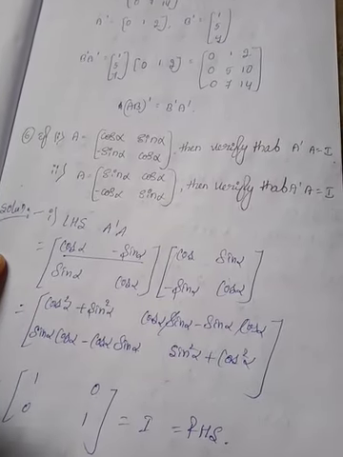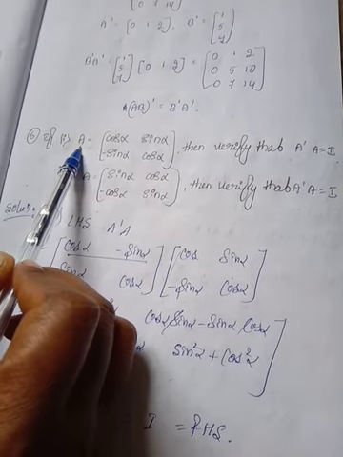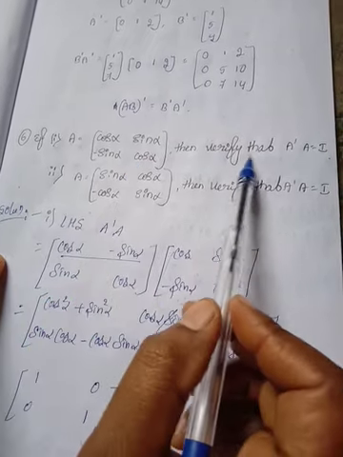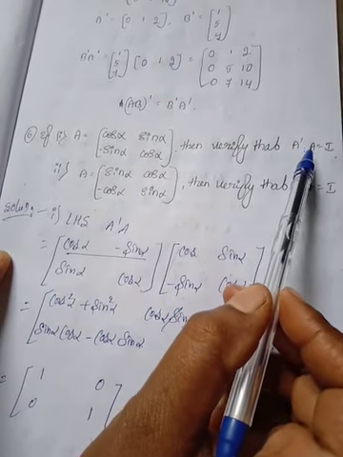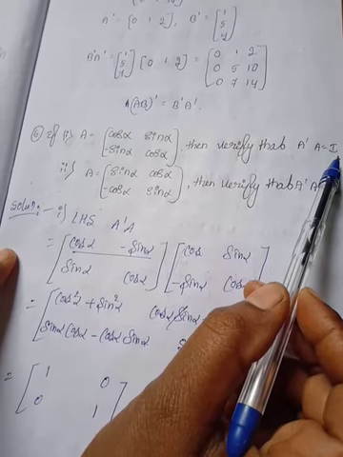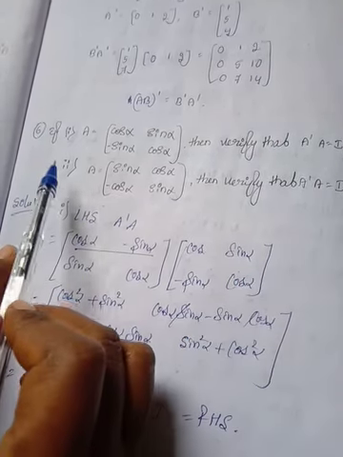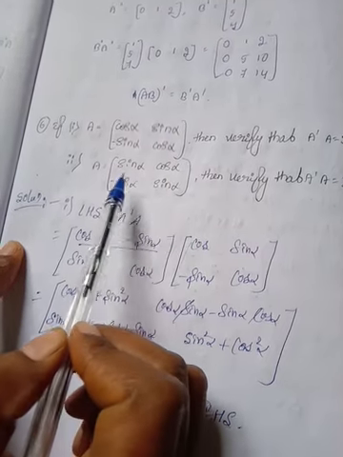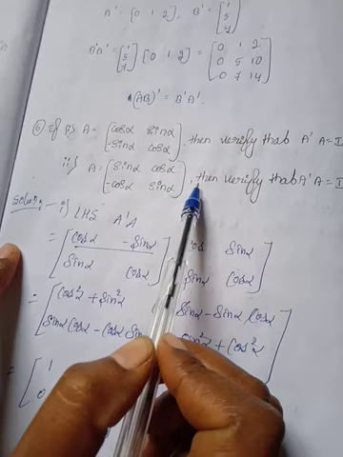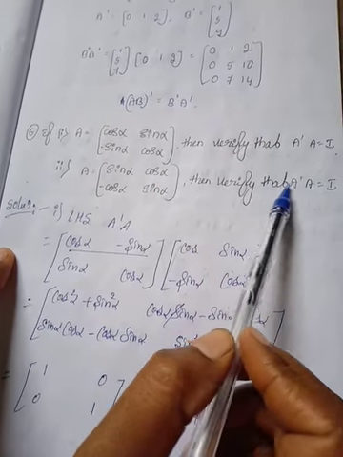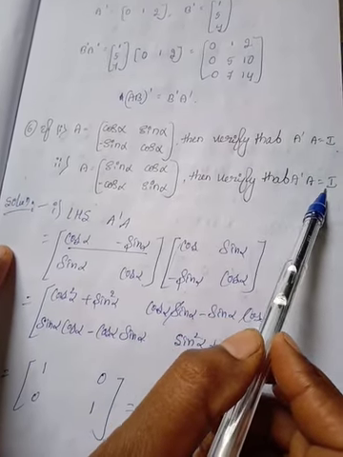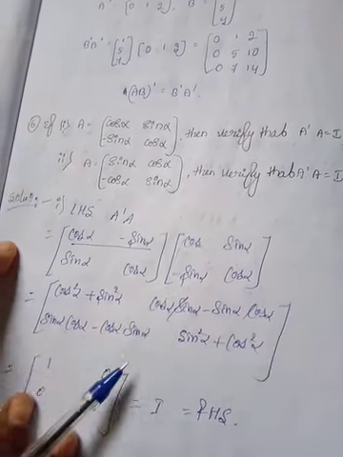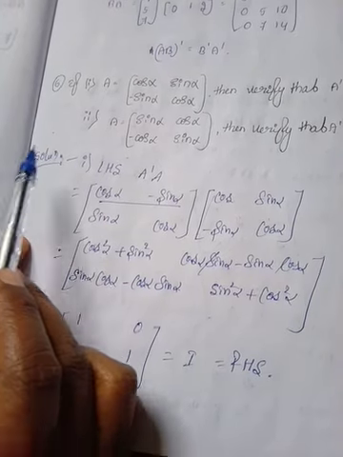Next, sixth question. If matrix A is equal to cos alpha, sin alpha, minus sin alpha, cos alpha, then verify that A transpose into A is equal to the identity matrix. In the second sub question, matrix A is equal to sin alpha, cos alpha, minus cos alpha, sin alpha. Here also we need to prove that A transpose into A is the identity matrix. Take the solution of the first one.